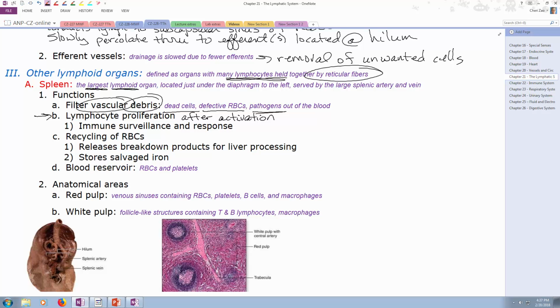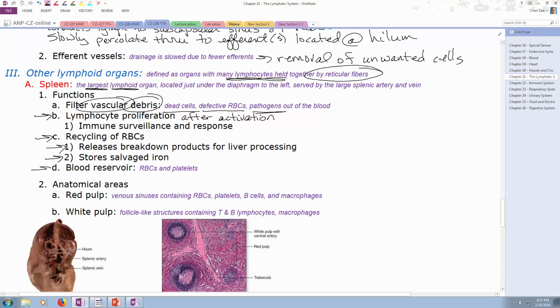Surveillance and response. The spleen, as we've mentioned in a previous chapter, is a recycling place for broken down red blood cells. It releases the breakdown products from it to the liver for further salvaging. And the spleen is a great place for stored iron. So as we break down the red blood cells, we have additional iron that's being stored in the spleen.